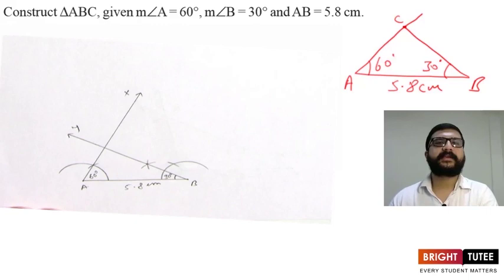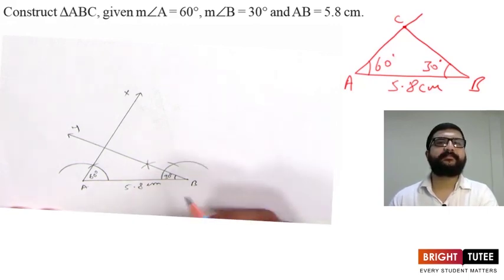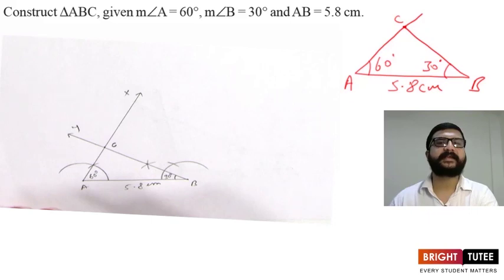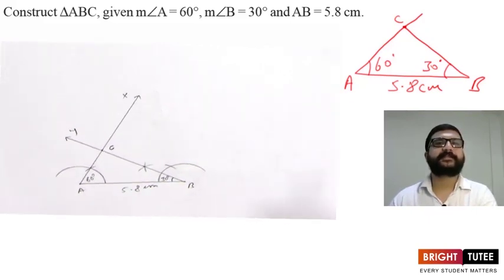And the fourth one will be name the point of intersection of ray AX and BY as C. That is this point here, the point of intersection of ray AX and ray BY. We have to name this point as C. So now we are done with the triangle ABC. So here we got one triangle ABC in which AB is 5.8 centimeters, angle A is 60 degrees and angle B is 30 degrees. This is what we have to draw here in this question.